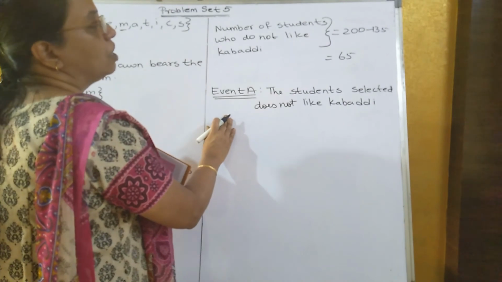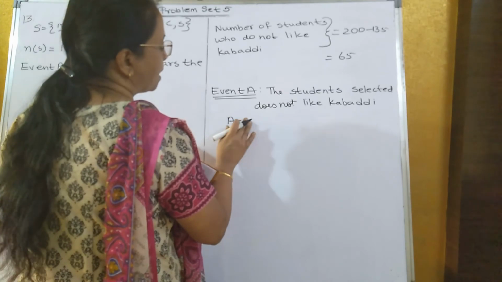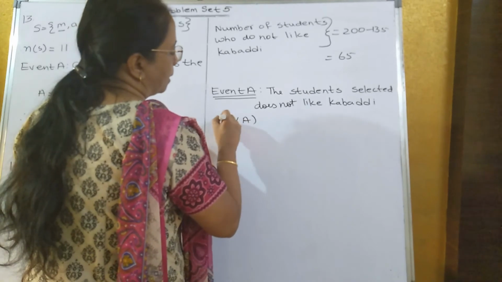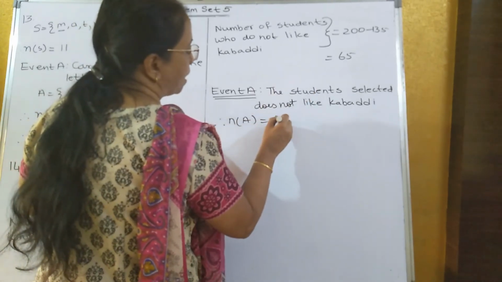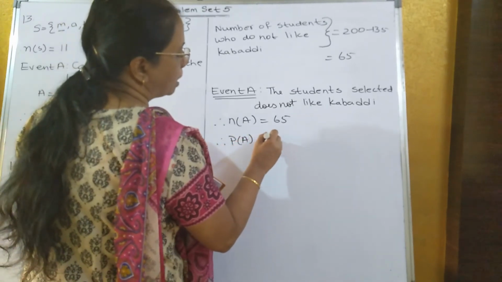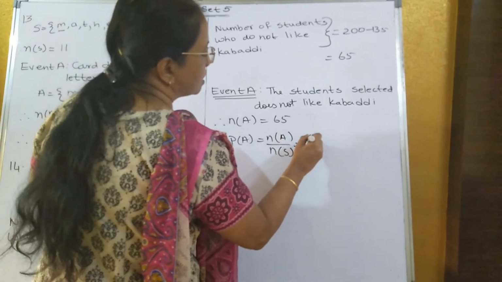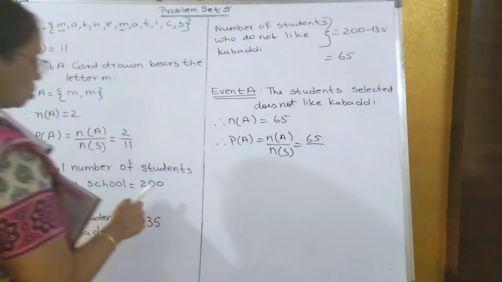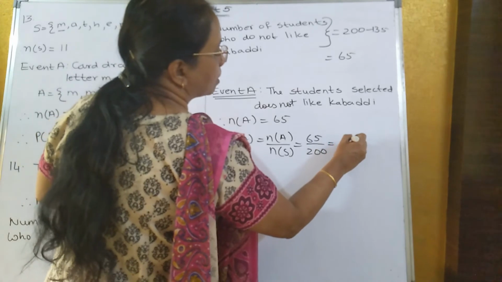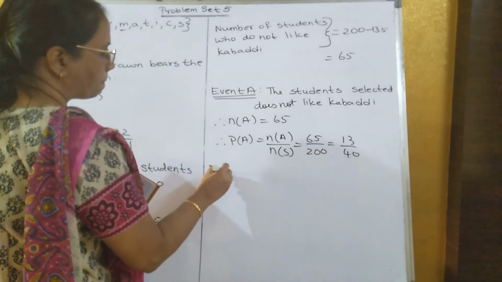Now event A, the student selected does not like kabaddi, so directly you have to write Na. Na is equal to 65. Therefore, Pa is equal to Na upon Ns, that's equal to 65 upon 200. It goes in 5's table. When you divide it by 5, you get 13 upon 40. Then write down the answer.